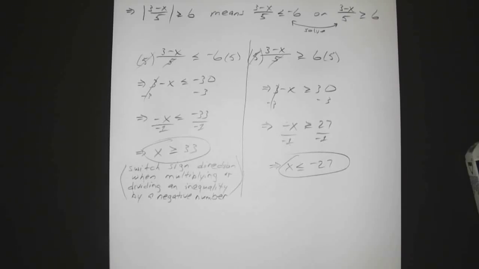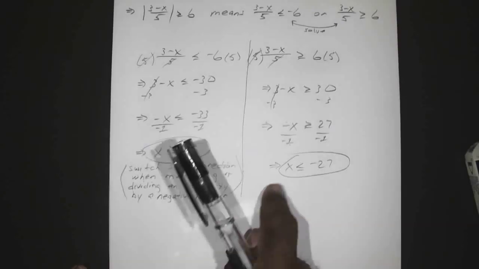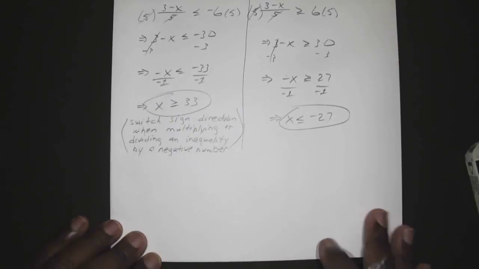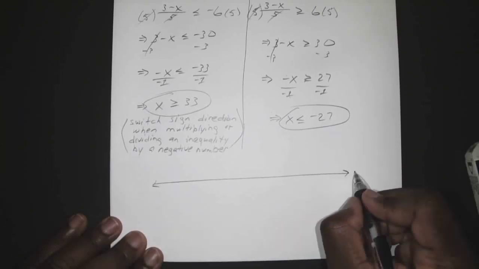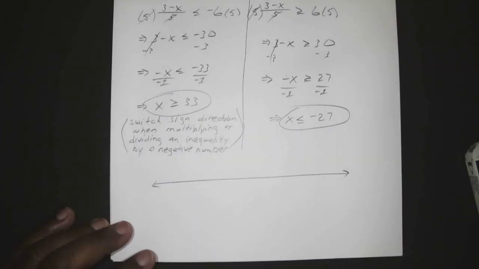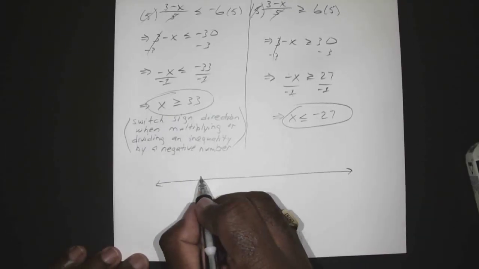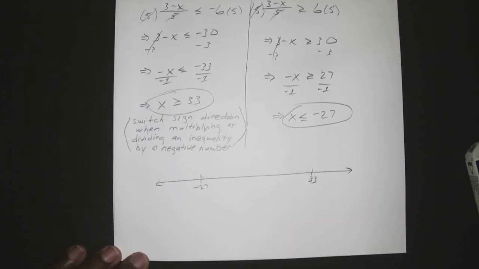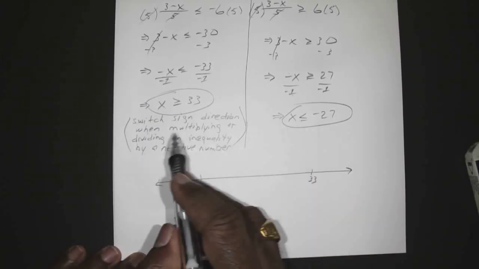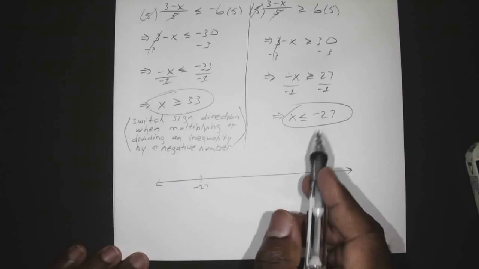It's one of those inequality rules that's easily forgotten. Okay, so now we graph our solution set. You don't have to worry about plugging in negative 1, 2, 3, 4. If you have negative 27, just plug in your negative 27, and your 33, and it's less than or equal to and greater than or equal to, so you're going to use brackets.